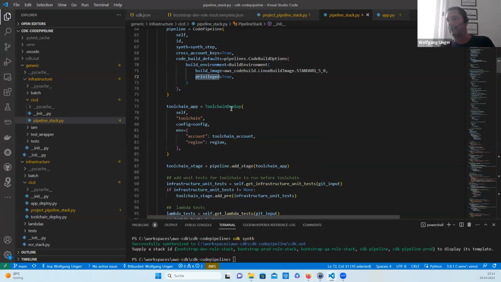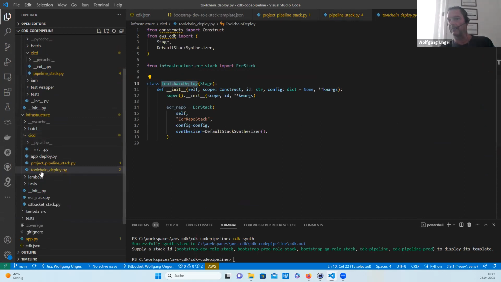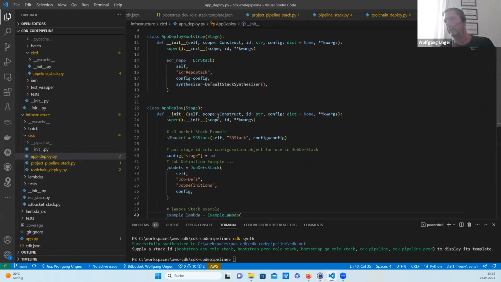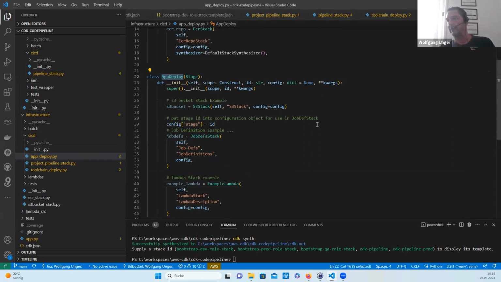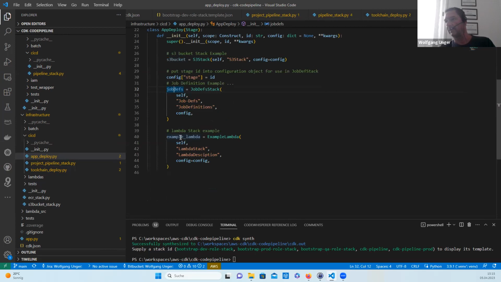And then we have here these stage files I have been talking about, and in this way, as you can see, this is of kind class stage. I have a toolchain deploy, which you can see here, and you can add your resources which you might need to deploy in the proper toolchain account, and then you would have at least one other stage, which is going to represent the real stages like dev, QA, and prod, right? And here I have what I call app deploy, the stage for our real stages, and I'm adding here some simple examples, because this is just a demo. I have an S3 bucket, some job definitions for a batch, and I have a Lambda file.